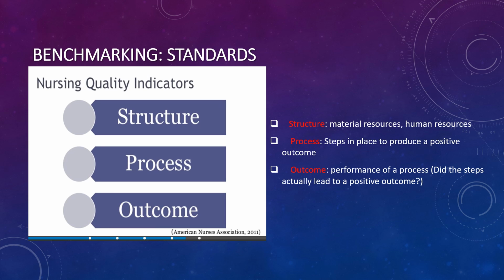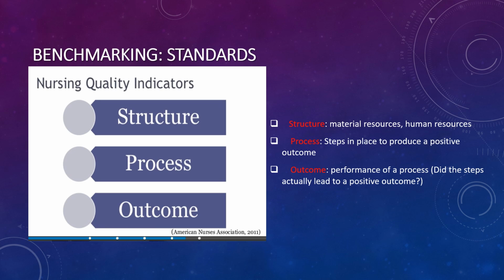Again, I got this slide from the American Nurses Association website, and it talked about structure standards. How are we as a structure, as an organization as a whole? How is the hospital standing as a whole? Do they have the materials that the nurses need? Human resources in place? So that's the structure. How is the organization structured in general? Because that plays a big part in quality improvement.